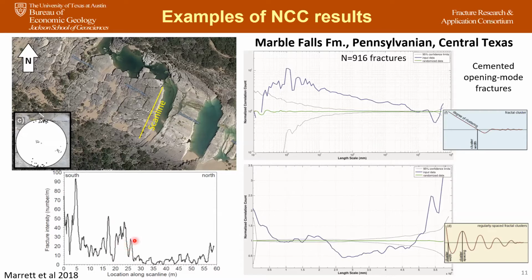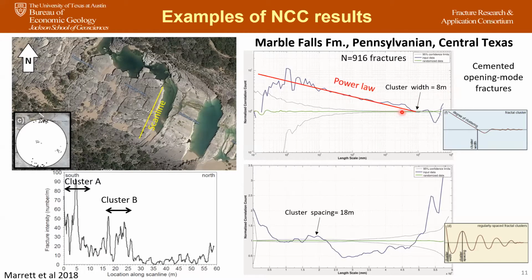fracture intensity very high. And in the plot of NCC versus length scale here, you can see that the blue curve from the input data plots way above the random arrangement envelope, telling you that this pattern is very clustered. And if you take a look at the chart that tells you what a fractal cluster is, it is very similar to this one. So it's a constant slope, and it in fact can be adjusted by a power law. And that will tell you, just when you get to NCC 1, the cluster width that you see in your data. And you can see that this is about 8 meters here, the cluster width.